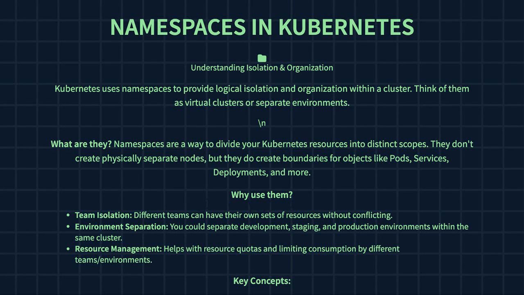Okay, let's talk about namespaces in Kubernetes. Basically, they're like creating separate rooms or folders inside your main cluster. They aren't physical separation, you don't need different servers, but they create logical boundaries for all of your resources. This is super useful when you have multiple teams working on the same cluster, or if you want to keep your development and production environments completely separate. It helps prevent conflicts and makes resource management much easier.